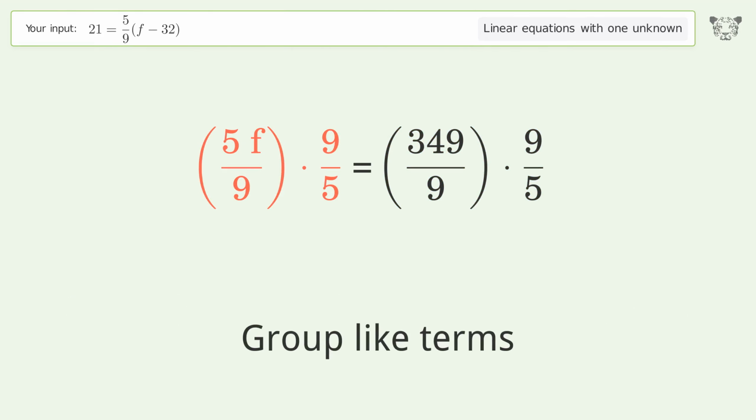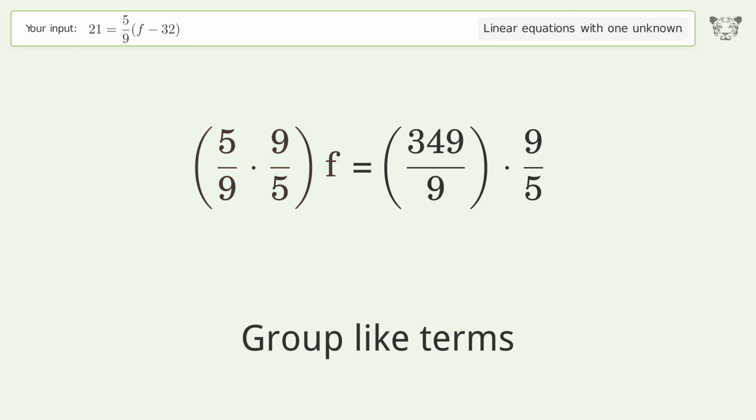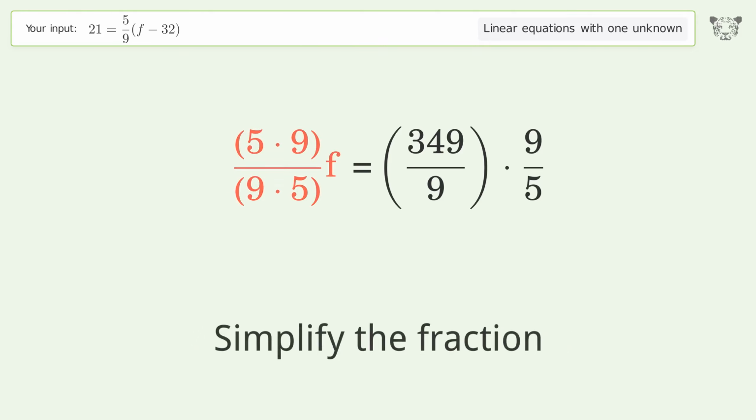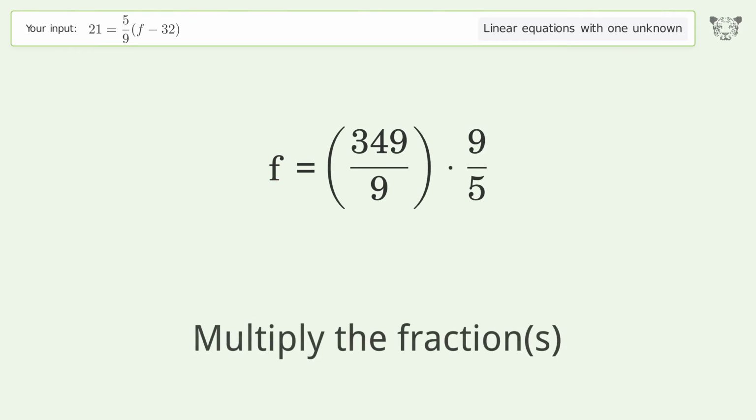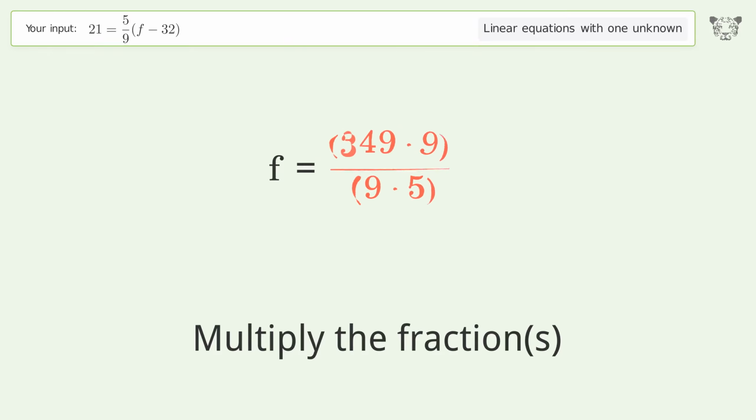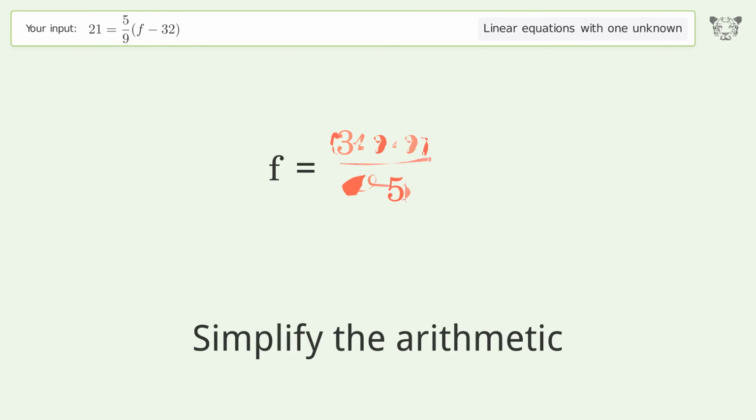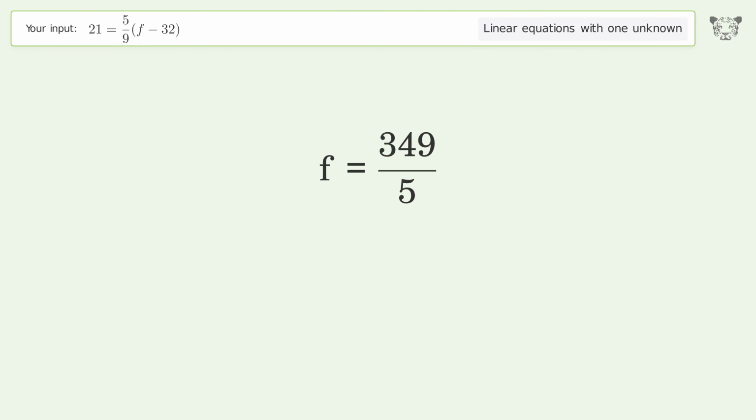Group like terms. Multiply the coefficients. Simplify the fraction. Multiply the fractions. Simplify the arithmetic. And so the final result is f equals 349/5.